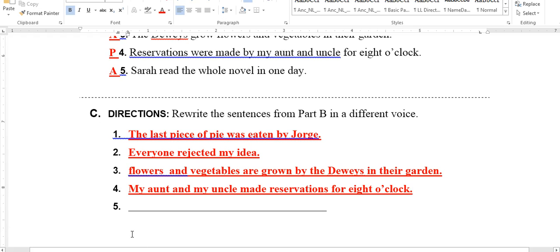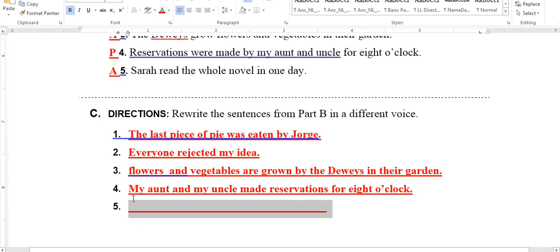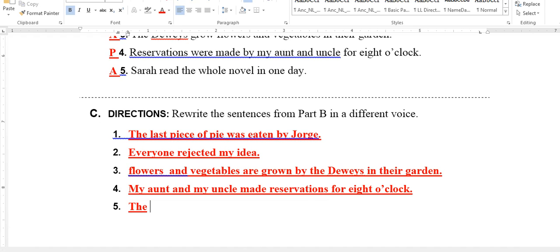Okay, the last one. Sarah read the whole novel in one day. Active, so this is the doer and the subject at the same time. And we have the recipient, the whole novel. So I'll start with the recipient. The whole novel. Where the action read, I change it into the passive.